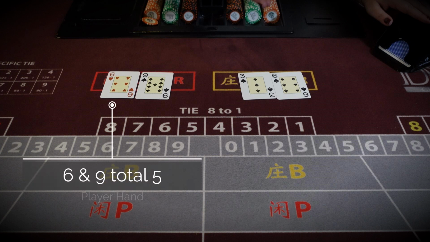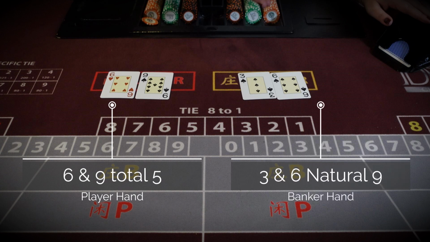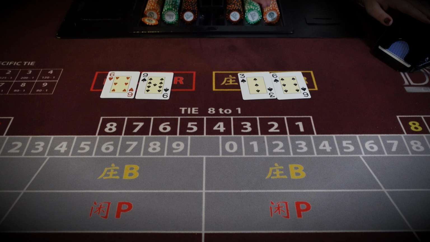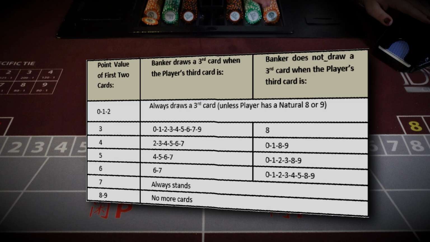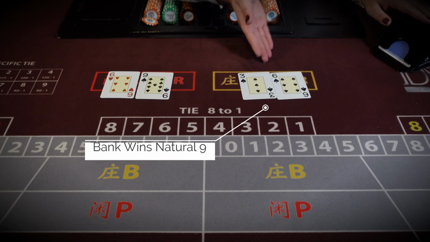In this hand, the player has a 9 and a 6, giving a player total of 5. The bank has a 6 and a 3 with 2 cards, which means a natural 9. Checking with our tableau, it tells us that if the bank has an 8 or a 9, no more cards are dealt, meaning the bank wins, natural 9.